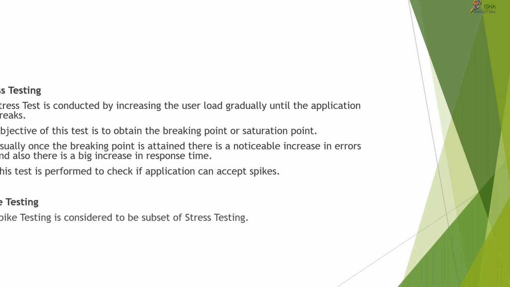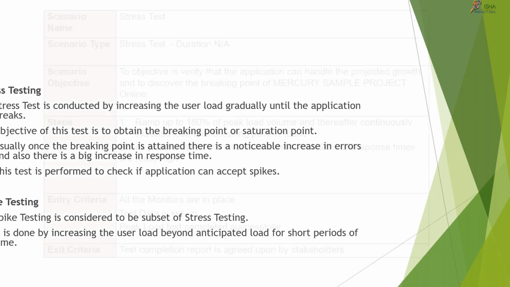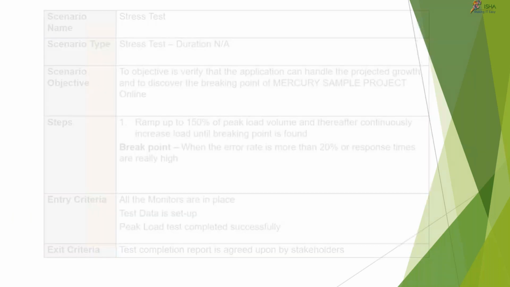A spike test is, for example, a scenario where everybody tries to withdraw from an ATM at 9 o'clock in the morning. That is going to create a spike, right? All these types of tests can be designed using the scenario page, right?